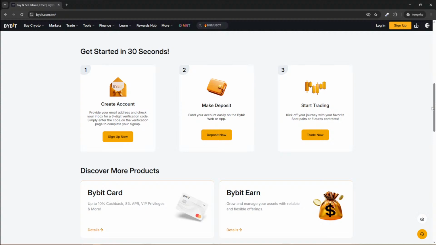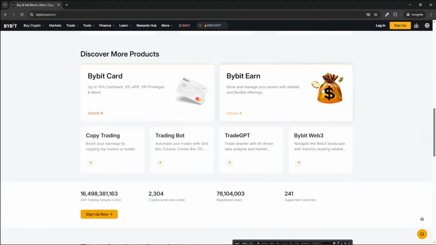So a couple of features here, a couple of products from ByBit. We have the ByBit card, up to 10% cashback. This is like a MasterCard, a debit or credit card that you can use to purchase things online using your crypto. The card is connected to your wallet. You have ByBit Earn with various ways of earning, which we are going to look at: copy trading, trading bots, which are a little bit advanced, Trade GPT as well, and ByBit Web3.